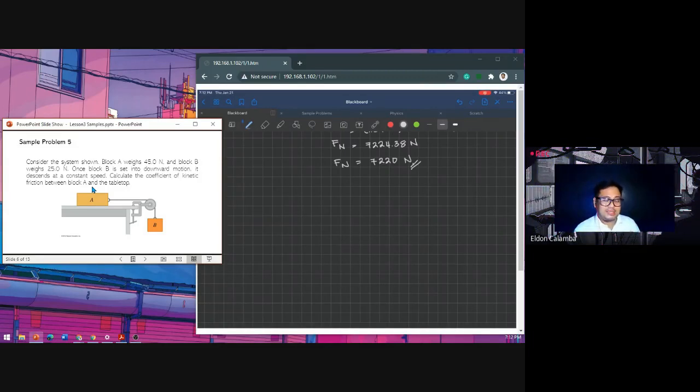Block A weighs 45 newtons and block B weighs 25 newtons. Once block B is set into downward motion, so may motion na, it descends at a constant speed. Calculate the coefficient of kinetic friction between the block A and the tabletop. So that's why it is already set in motion. That's why we are to solve for the kinetic friction. In solving for, not kinetic friction, coefficient of kinetic friction.